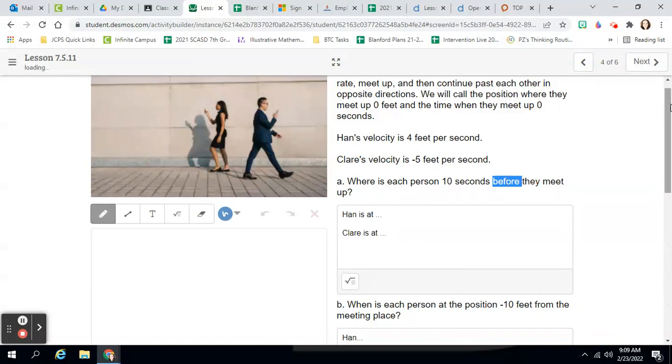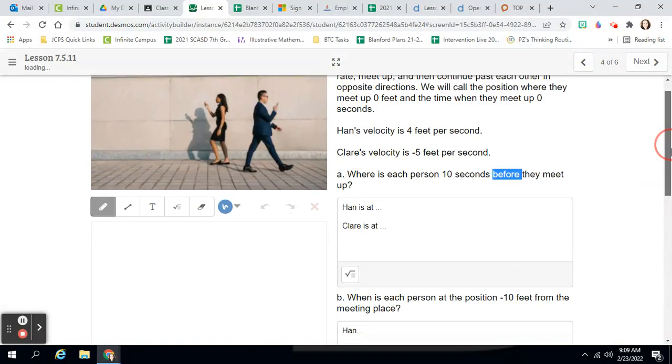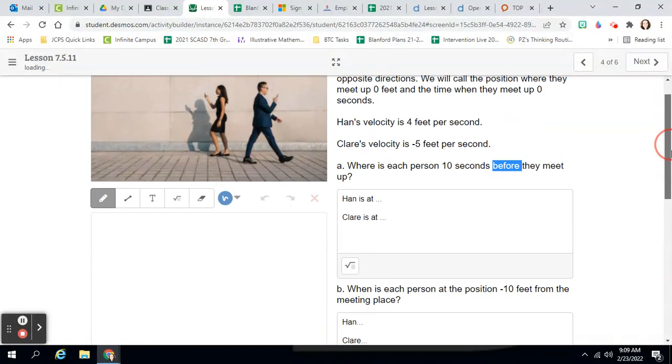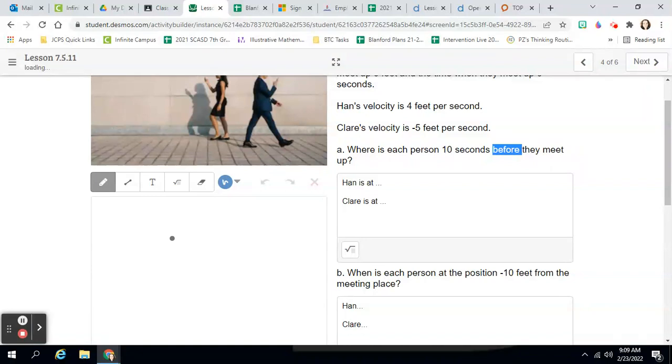Okay. So when I do problems like this, one thing that I personally like to do is draw a table to try to understand my thinking here. So I know that 10 seconds before they meet is actually, we'll call that negative seconds. But here's what I would personally do. I'm going to do 2 tables. One is going to be for Han.